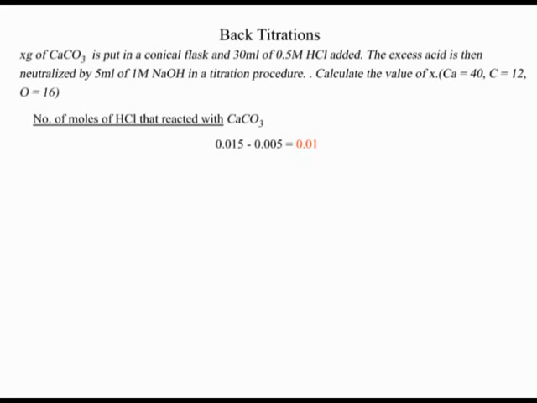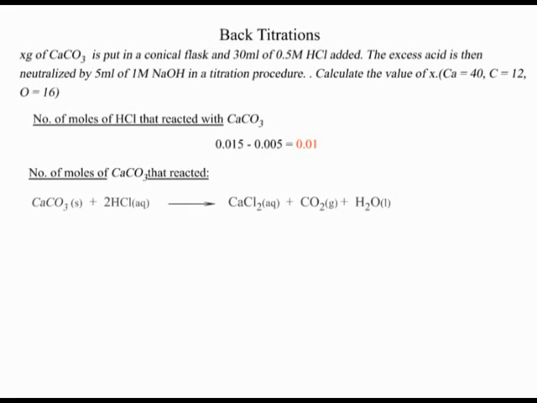Next, how many moles of calcium carbonate reacted? We get that from the mole ratio. We write the chemical equation. From this, the mole ratio of calcium carbonate to hydrochloric acid is 1 to 2, and therefore the moles of calcium carbonate is equal to half the moles of the acid, that is a half times 0.01, giving us 0.005 moles.